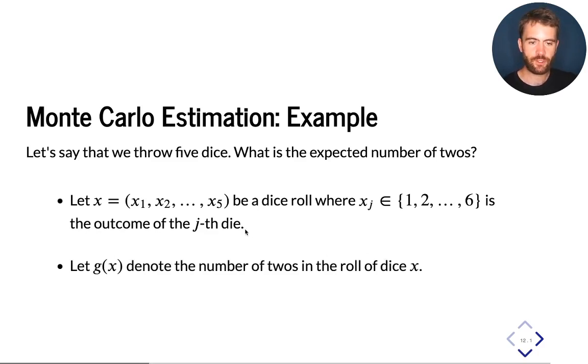So for example, if this is 1, 1, 1, 1, 1, if we roll 5 1s, then g is 0. If we roll 2 and then 1, 1, 1, 1, that's going to be, g will take on the value 1. If we have 1, 2, 1, 1, 1, that will also be 1. So you see what I mean. G is simply counting how many 2s we have in these dice throws.